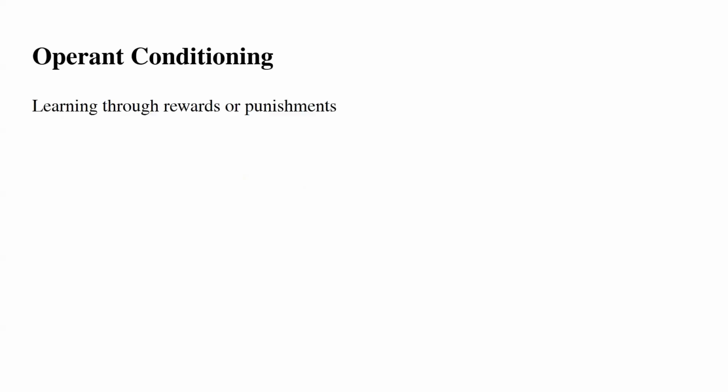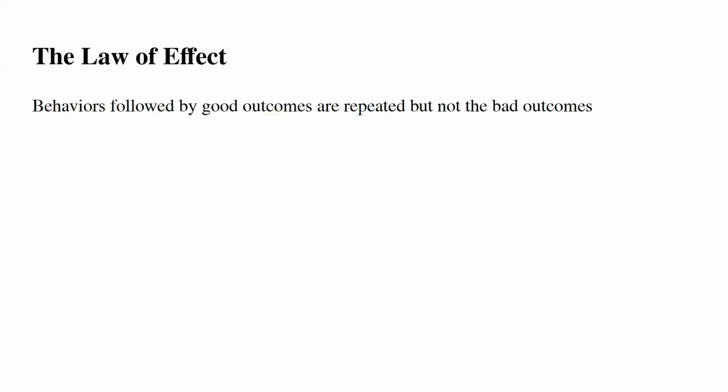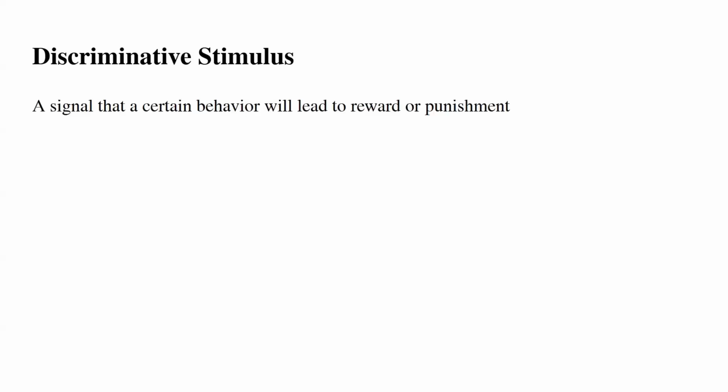Operant conditioning is learning through rewards or punishments. The law of effect is that behaviors followed by good outcomes are repeated, but not those followed by bad outcomes. An operant chamber is the device used to study behavior. A discriminative stimulus is a signal that a certain behavior will lead to reward or punishment.